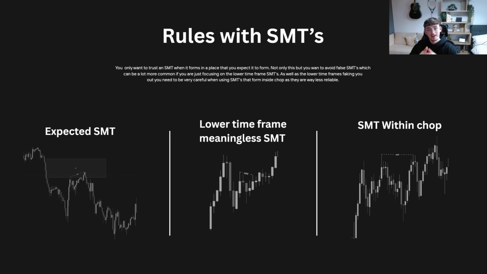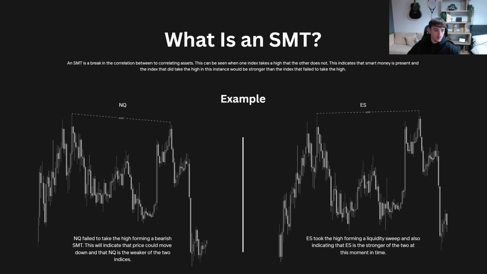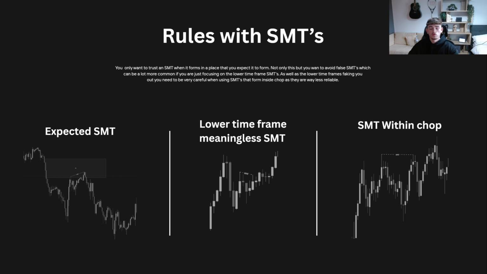So, rules with SMT. Also, quickly, if we were going to short here from this SMT and reaction, then the best pair to short with would be NQ, obviously, but we only trade NQ, but that's just the theory behind it. You want to short the weaker pair, right? Now, rules with SMTs. You only want to trust an SMT when it forms in a place that you expect it to form. Not only this, but you want to avoid false SMTs, which can be a lot more common if you're just focusing on the lower time frame SMTs.